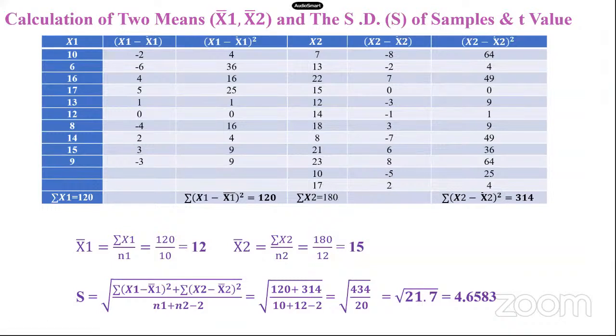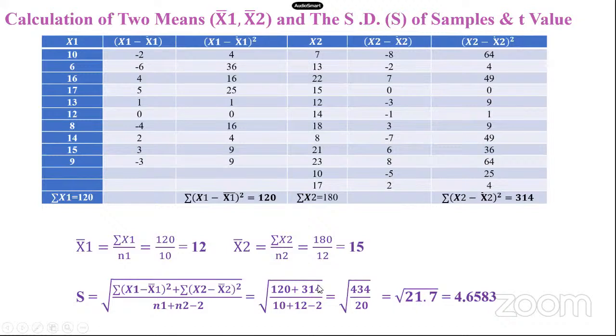Now take the square of such deviations: 64, 4, 49, 0, 9, 1, 9, 49, 36, 64, 25, 0, 4. Now take the sum of all these squared deviations. The sum of squared deviations is equal to 314. You put here 314. For the first one, 120.